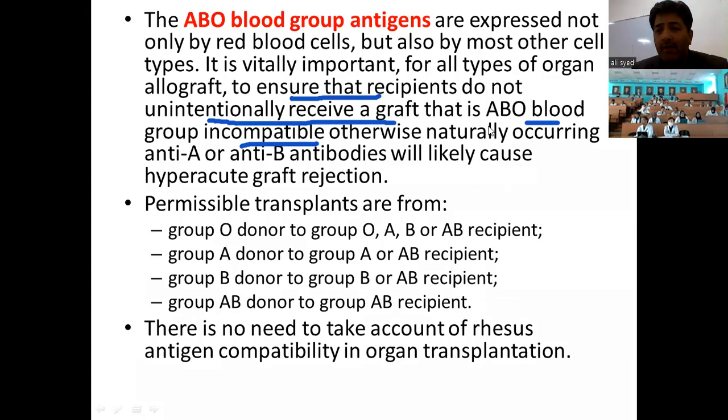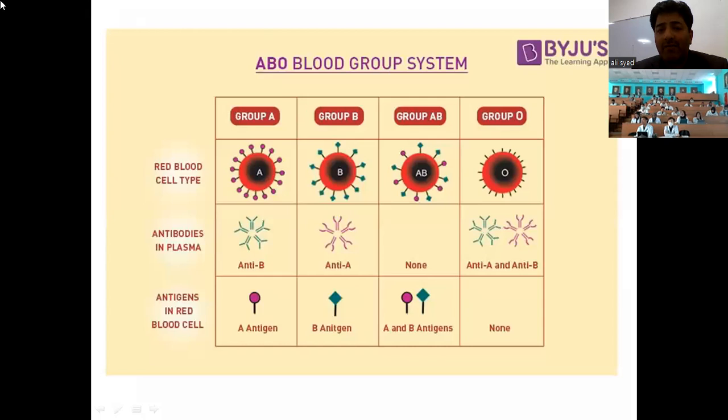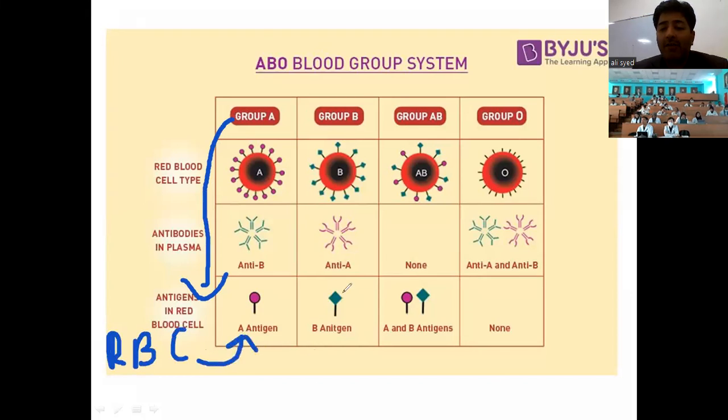I will just show you another slide here. One second. See this one. Just remember this slide. If patient blood group is A, it means A antigen must be present on his RBCs. If blood group is B, B antigen is present. If blood group is AB, AB antigen must be present. In blood group O, no A or B antigen is present.